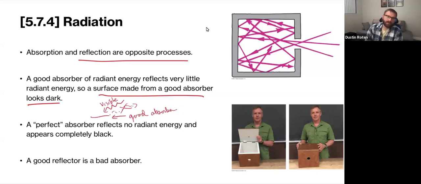So a perfect absorber, which we would call a black body, reflects no radiant energy and appears completely black. And these are actually really hard to find in nature, in the real world. Usually, there's no such thing as a perfect absorber. You have to do some sort of intervention to make something more of a perfect absorber. But the whole idea here is just that a good reflector is a bad absorber.